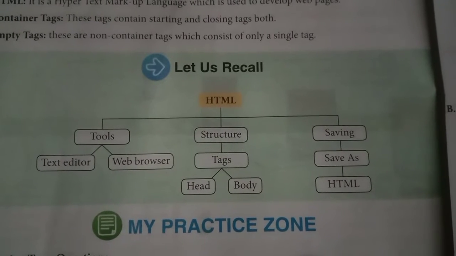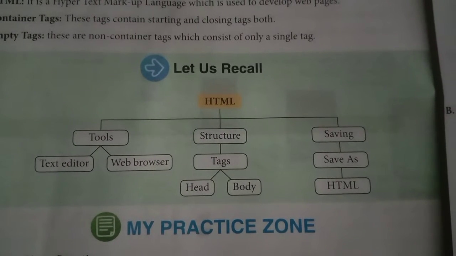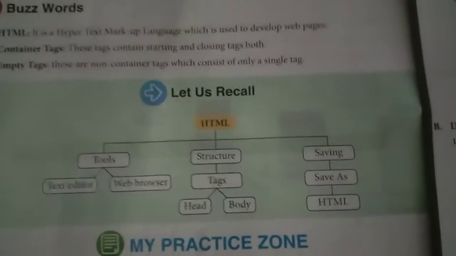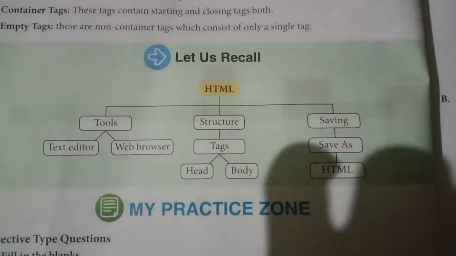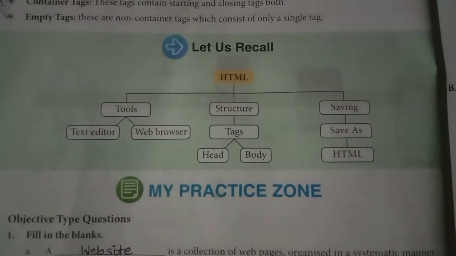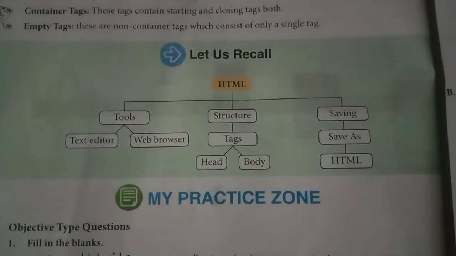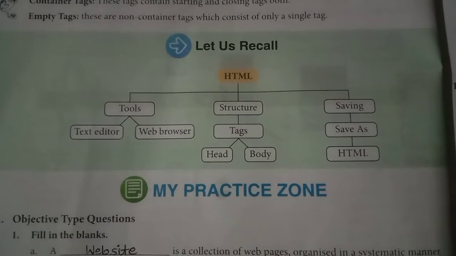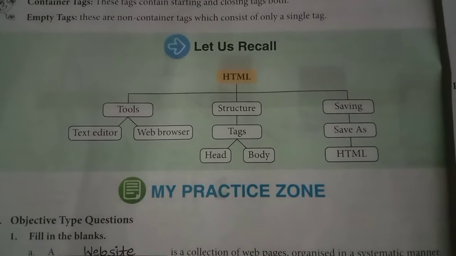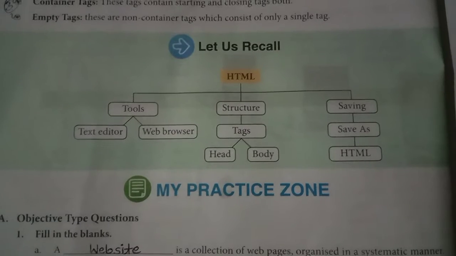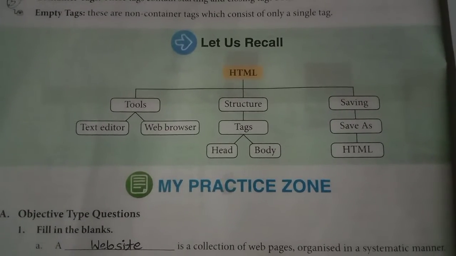Student, you need to draw this diagram also, which is in your computer book page number 72. In page number 72, this diagram is there. You have to draw this diagram. This diagram describes to you that HTML divides into three parts. The three main parts are tools, structure, and saving. Then we already divided tools into two parts: text editor and the web browser.